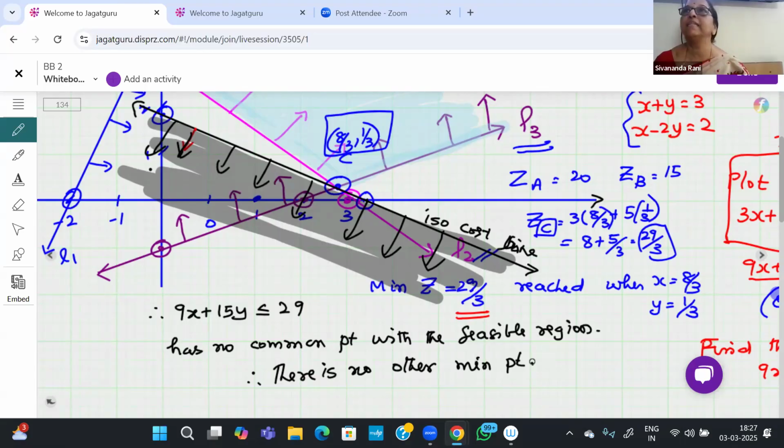Can we take less, more than 29 also? More than 29 is not our botheration. Actually, we want the minimum of that only. Minimum means what? It should be less. Probably we got 29 by 3 to be minimum. Our botheration is, is there any other point which can fetch us something less than 29? Is there any other point in the feasible region that might have been the minimum point? That is our concern. That's what this isoprofit line is assuring you.